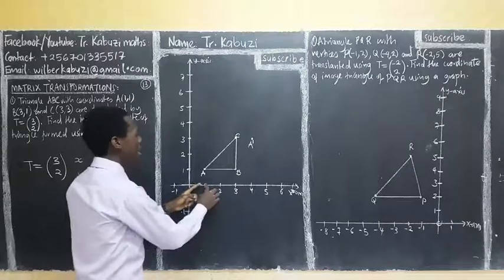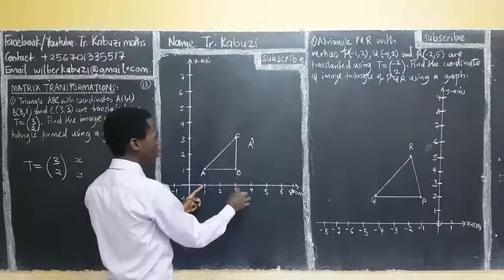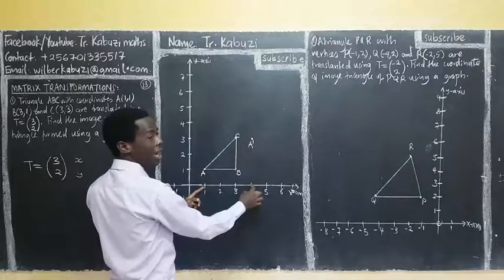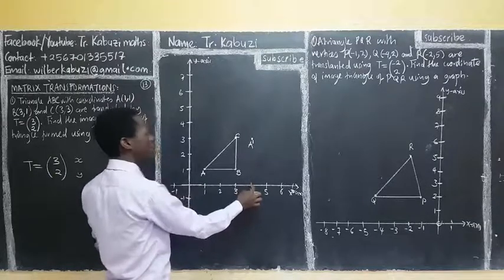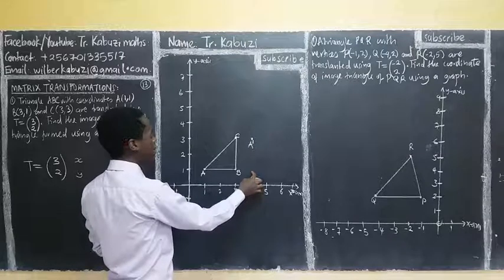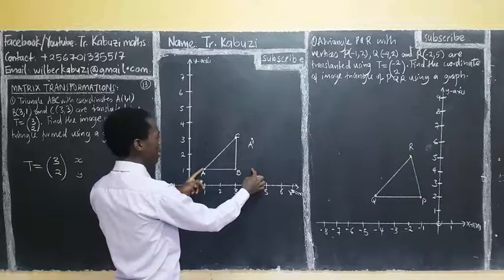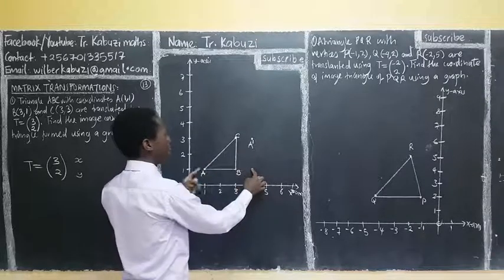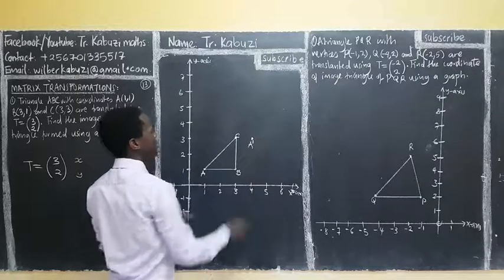I move the 3 in the x, basing on this. 1, 2, 3. Then after reaching here, we move 2 in the y. Because it's positive, so we move in the positive y. So it was here, 1, 2, 3. Then you move 2 in the y, 1, 2. That's where my coordinate is going to be.